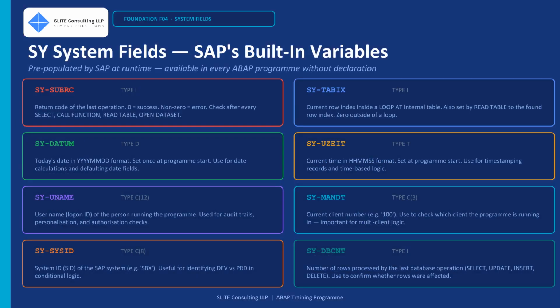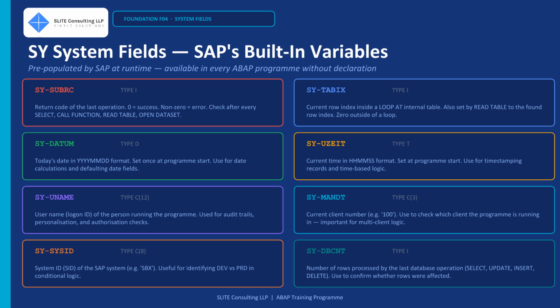SAP prepopulates a set of system variables called SY fields, available in every ABAP program without any declaration. The most important is SY-SUBRC, the return code of the last ABAP operation. 0 means success. Any non-zero value means something went wrong. A record was not found. A function module failed. A table read returned nothing. Check SY-SUBRC after every select statement, every read table, every call function.